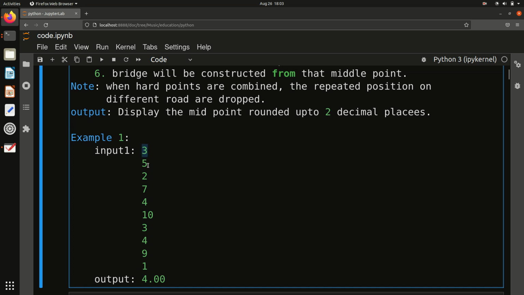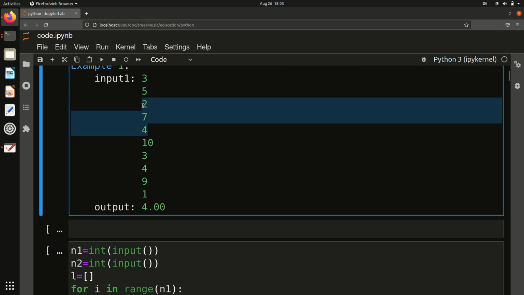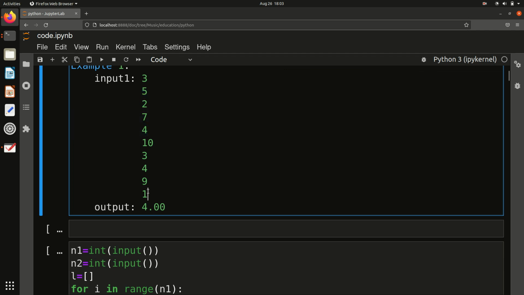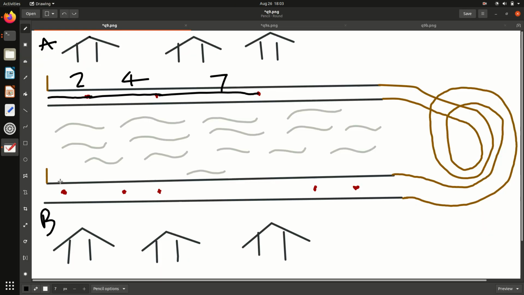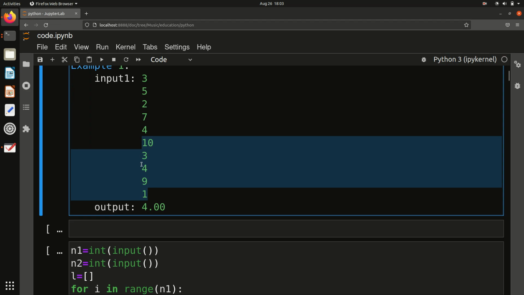So these 3 are completed. Now we have to take 5 more inputs. After these 3, we have 5 more inputs, and these points will be on road B. So 1, 3, 4, 9 and 10. This will be 1, up to here will be 3, then 5, 9, 10. These are just points, so no need to worry.